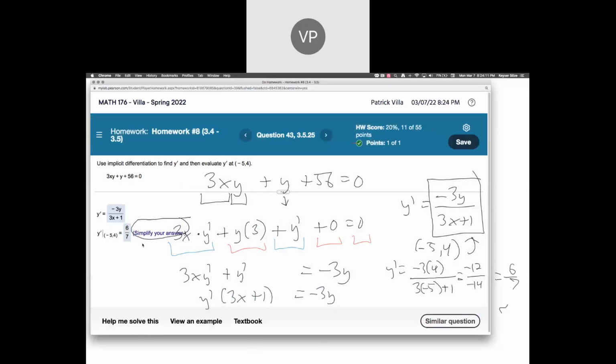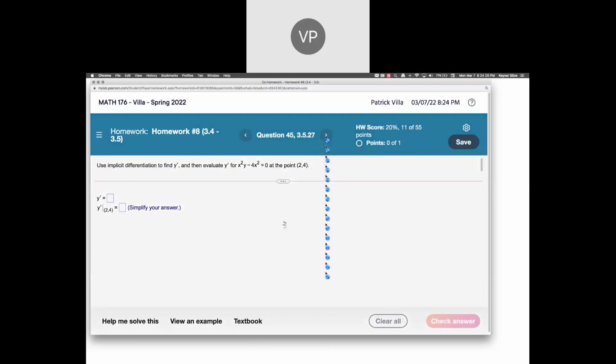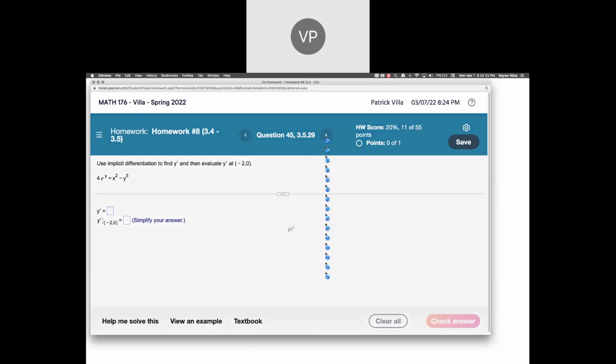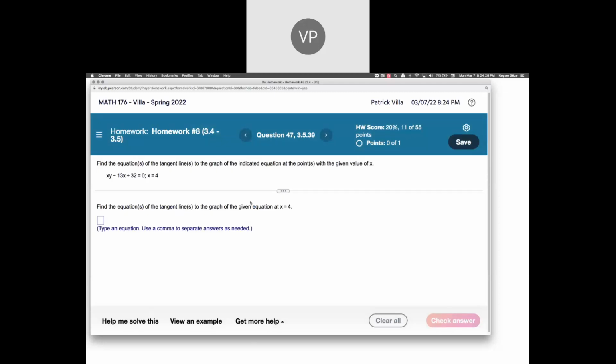Okay, so again, pause that if you need to see it. I'll clear it out. We'll go to number 47. And you see all these problems are very similar. We're doing the same kind of steps. Okay, now they want us to find the equations of the tangent lines. Okay, this one's going to be a lot more here.